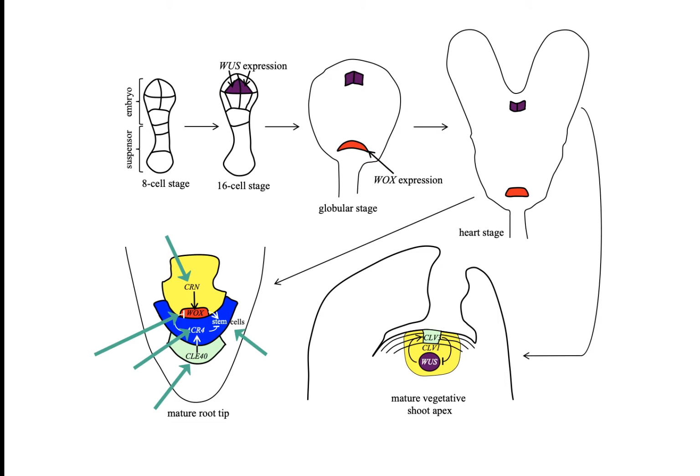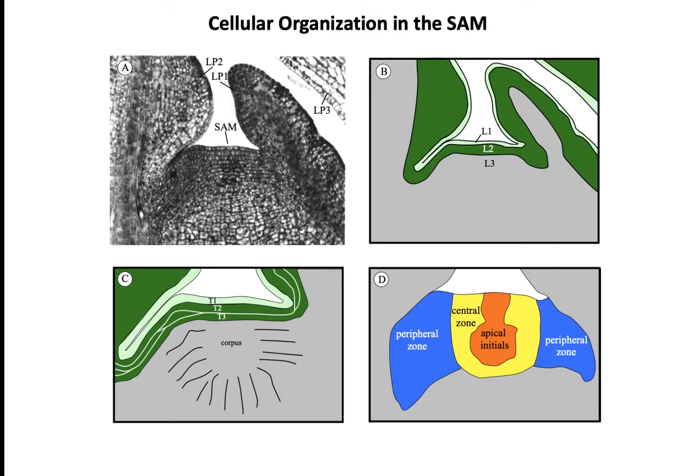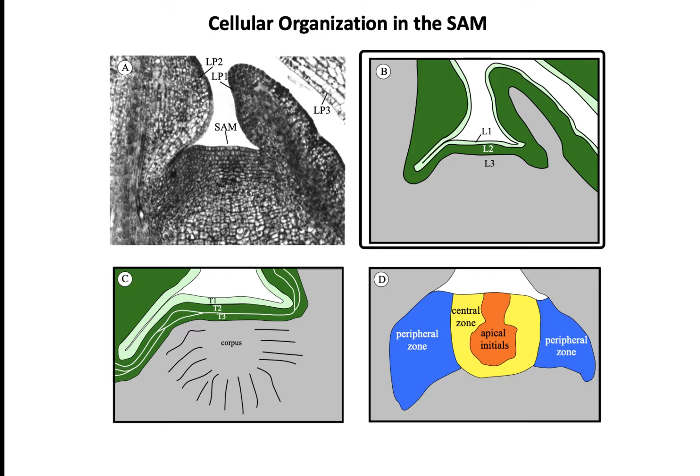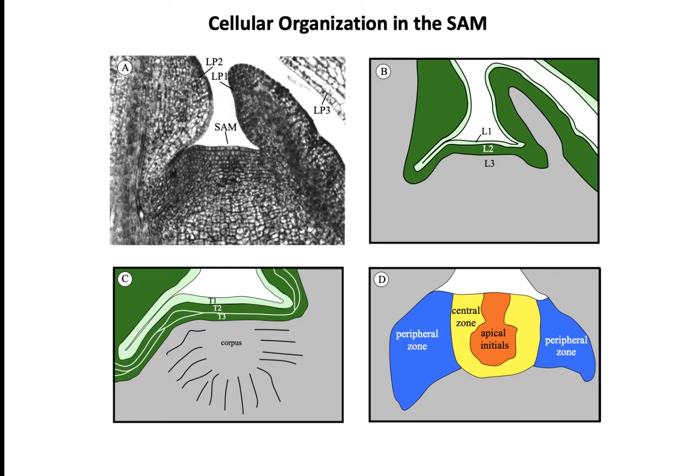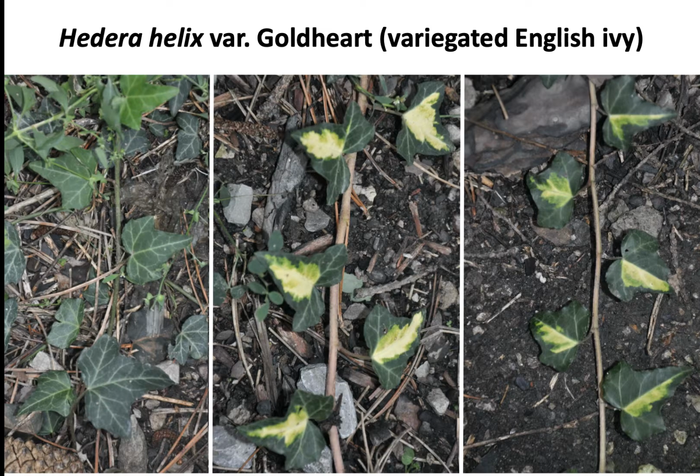So once the plant starts growing and forms a true shoot apical meristem, how does it maintain this pattern, and what actually happens to it? What are the L1, L2, and L3? And these were a couple of things that I studied for my master's. So I investigated this for my master's using Hedera helix variety Gold Heart.